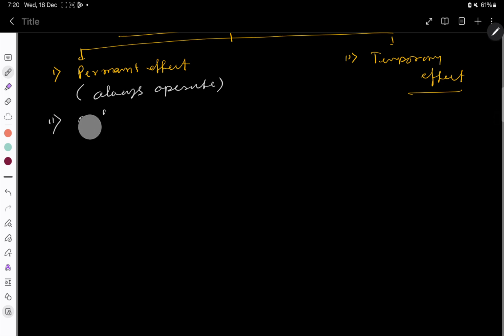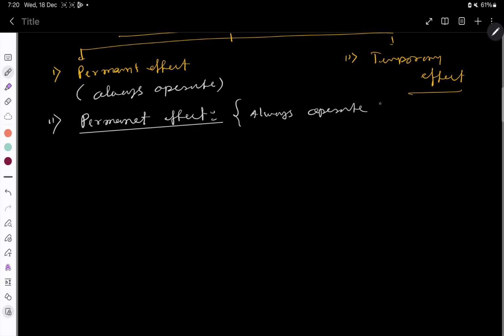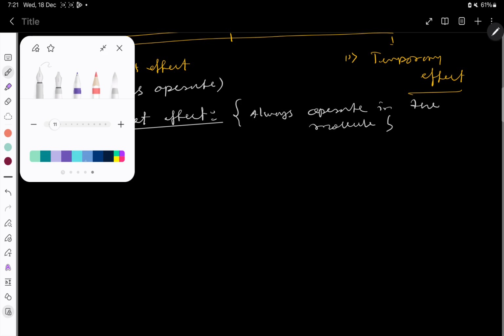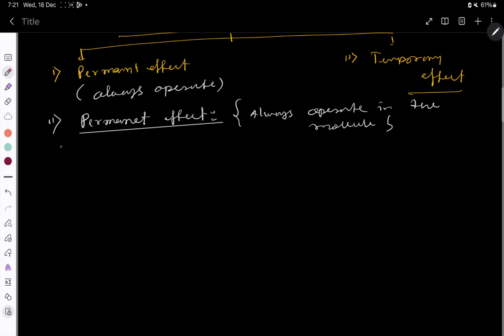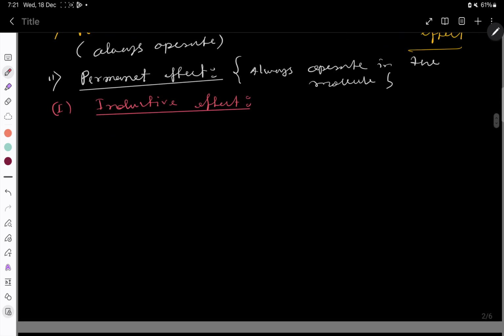What is permanent effect? Permanent effect means which always operates in the molecule, whether it will react or not, always present. Now the first example of permanent effect is inductive effect, which I'm going to discuss. So the question is where this effect is applied, and what is actually called inductive effect.